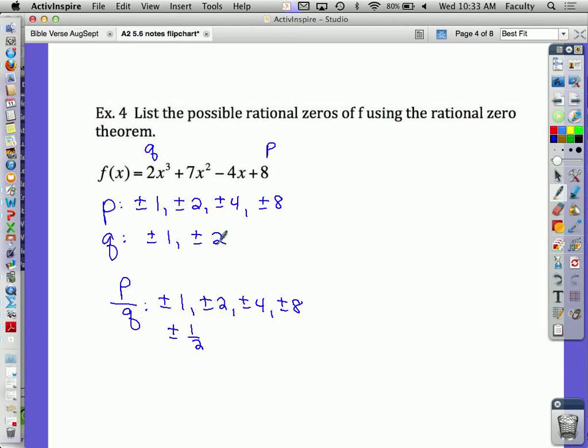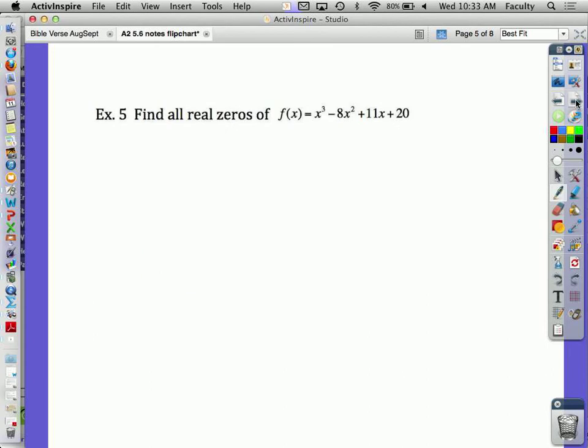Then do you see all the other ones you have? So you just had the P plus or minus 1/2. Everybody got it? Okay, now we're going to see how we can use this.